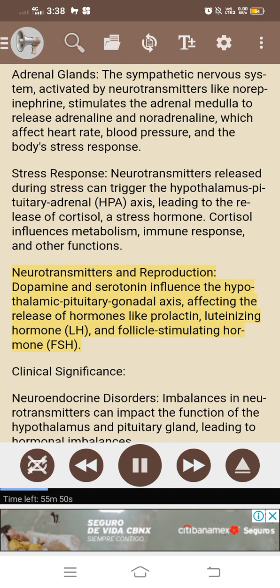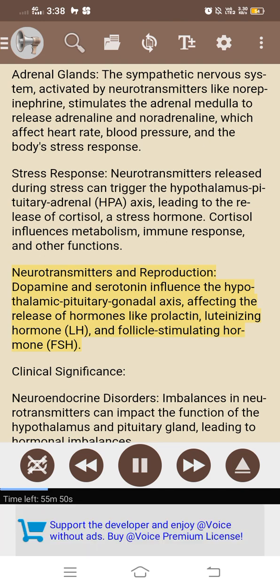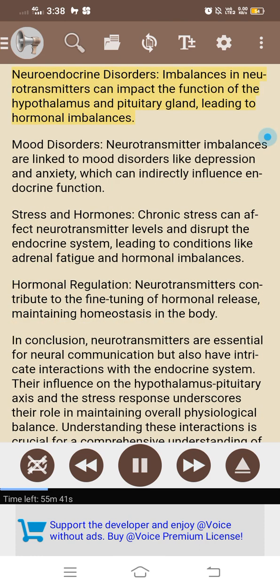Neurotransmitters and reproduction. Dopamine and serotonin influence the hypothalamic-pituitary-gonadal axis, affecting the release of hormones like prolactin, luteinizing hormone (LH), and follicle-stimulating hormone (FSH). Clinical significance. Neuroendocrine disorders. Imbalances in neurotransmitters can impact the function of the hypothalamus and pituitary gland, leading to hormonal imbalances.